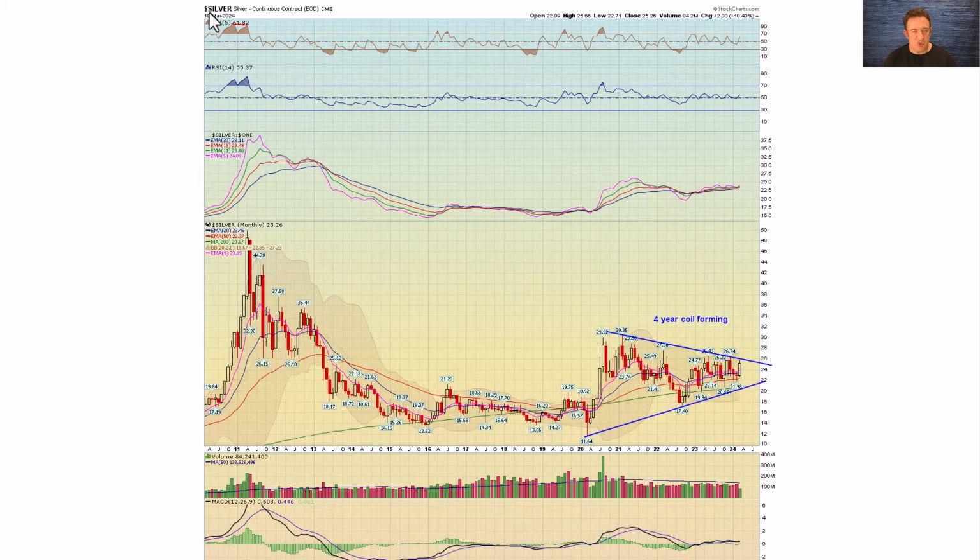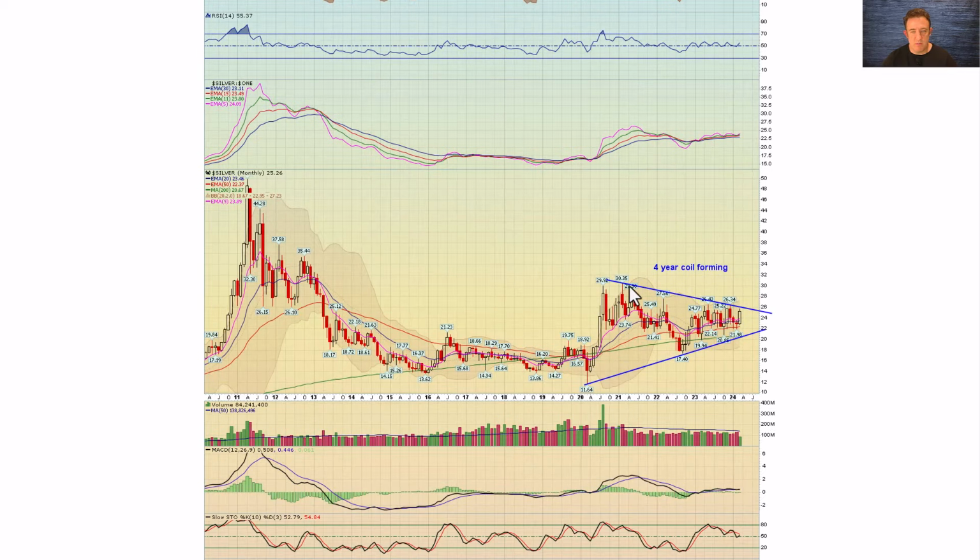And my favorite chart is this monthly chart of silver, this big old monthly 4-year coil. When this puppy breaks out, guys, I think we could see silver going back to 50. Okay.